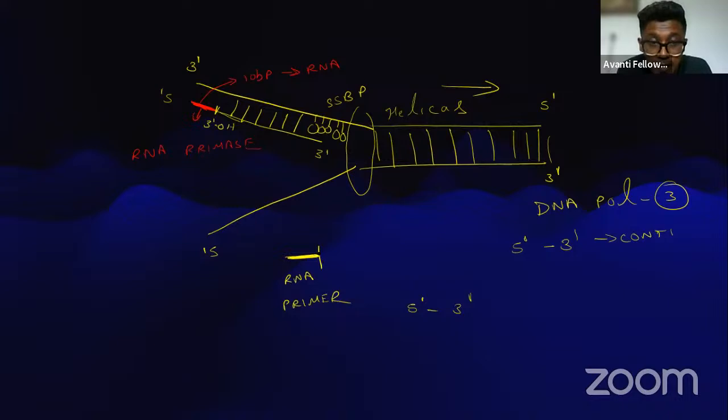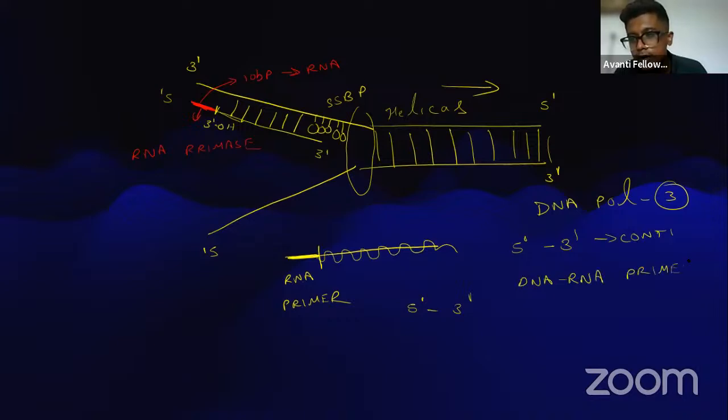Now it expanded the RNA primer. See, extension of RNA primer, we call them DNA-RNA primers. So here an RNA primer was already there. To connect with the RNA, it has to go and attach to the RNA. So once it attaches to this RNA and starts synthesizing this new DNA, this process is called RNA primer extension.